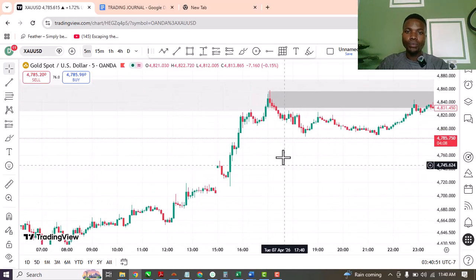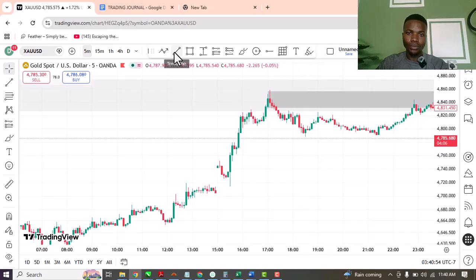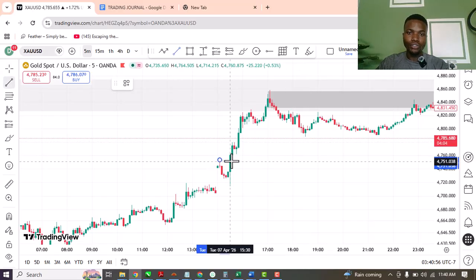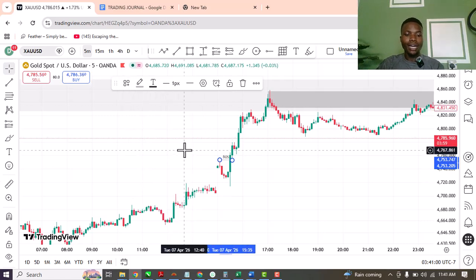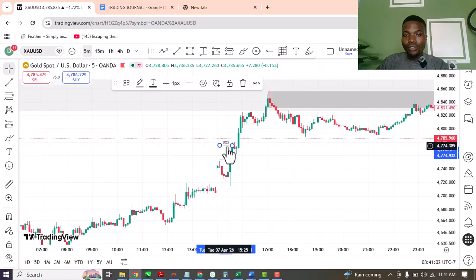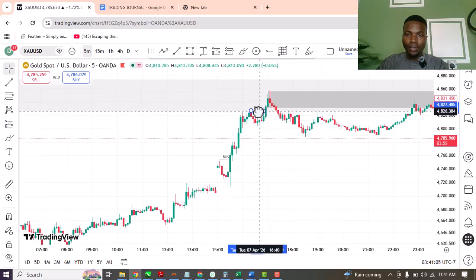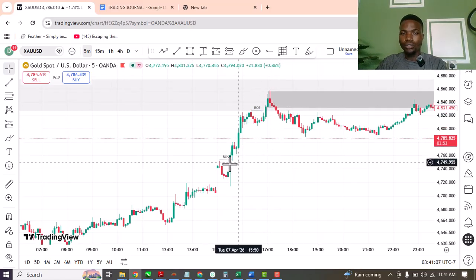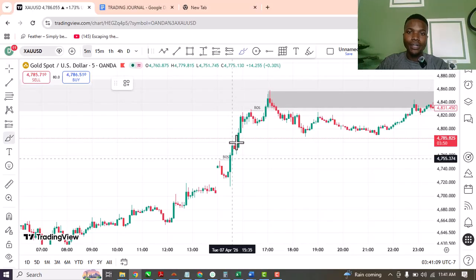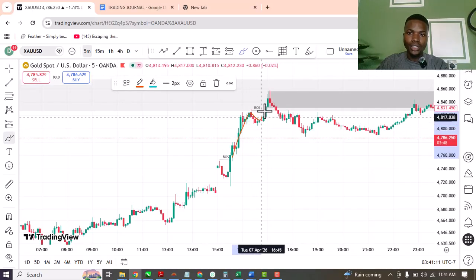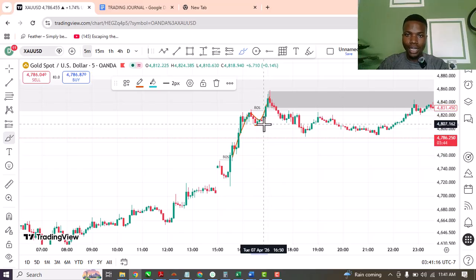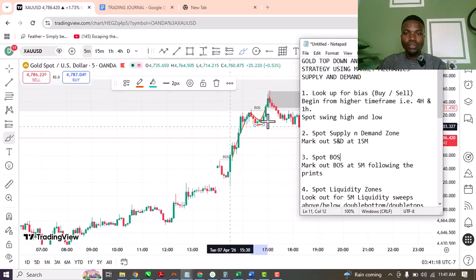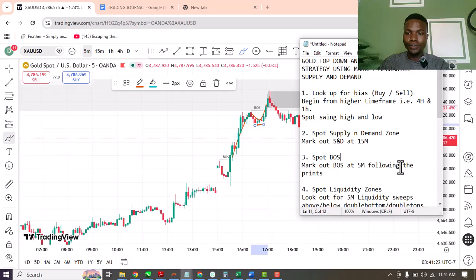So where is my last break of structure to the upside? Although we have a break of structure right here, and here, my last break of structure is this zone here. It simply means that I have a higher high, higher low, so this is the last high and this is the last low. So mark out break of structure at 5 minutes following the trend.